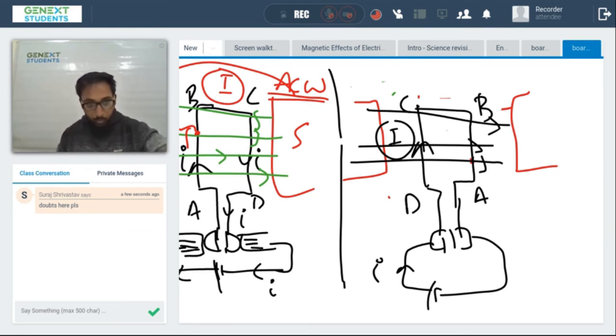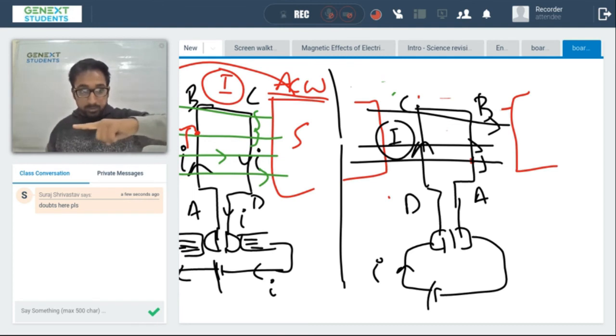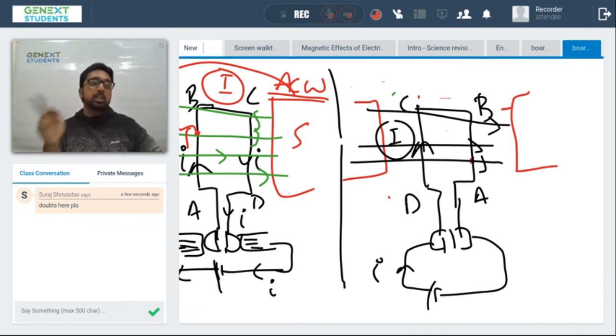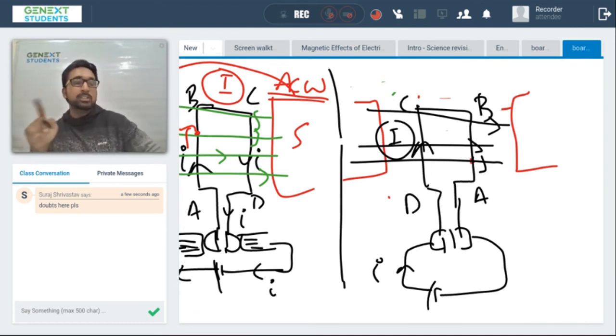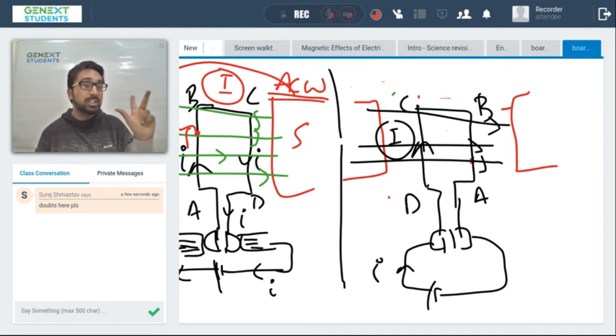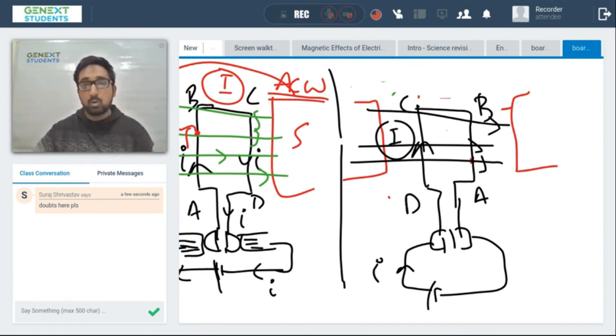Imagine it to be on your floor. The magnetic field is in this direction, the current is in this direction, and the force has to be in the downward direction. So it will go inside again. So it will continuously move in the anti-clockwise direction. That is the motor, using Fleming's left hand rule.